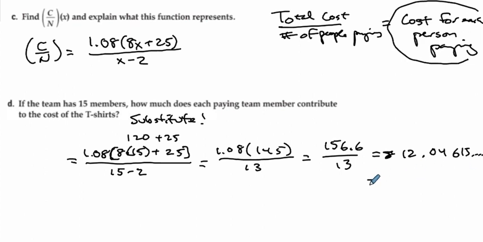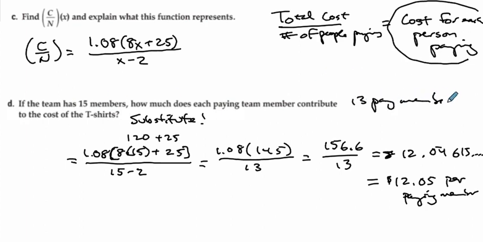And so in real life terms, to make sure you have enough money to pay for the shirt, you always round up. So we go $12.05 per paying person, or we'll say paying member. So the paying members, there's 13, right? So there's 13 paying members.